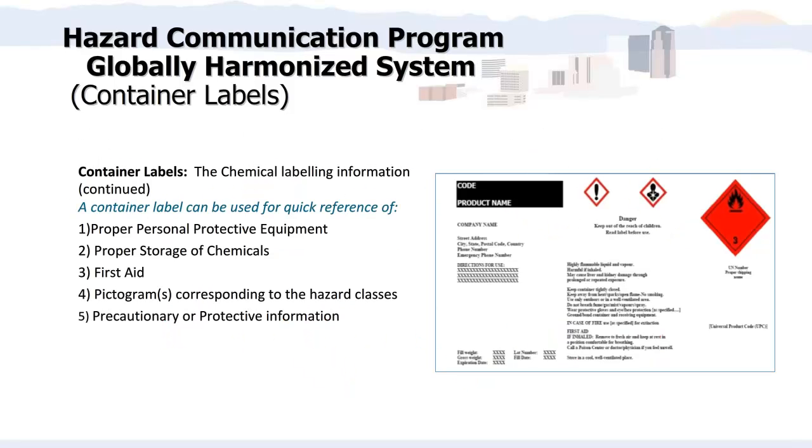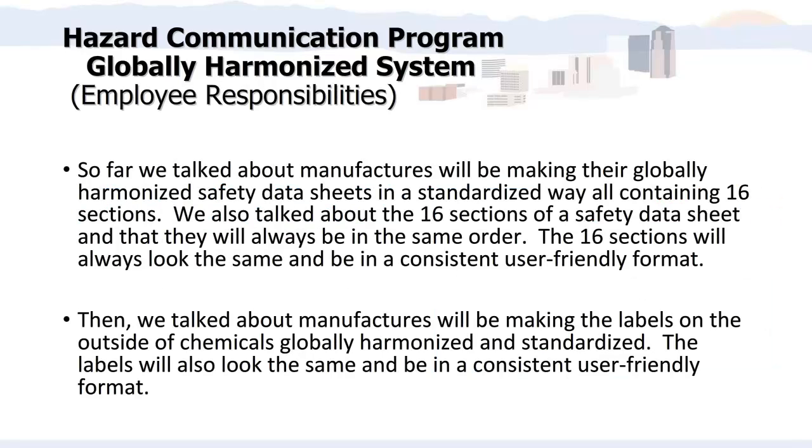The chemical label can be used for quick reference of items like the proper personal protective equipment to be worn while using the chemical. The chemical label can also be used for items like how to store the chemical, first aid, and precautionary information.